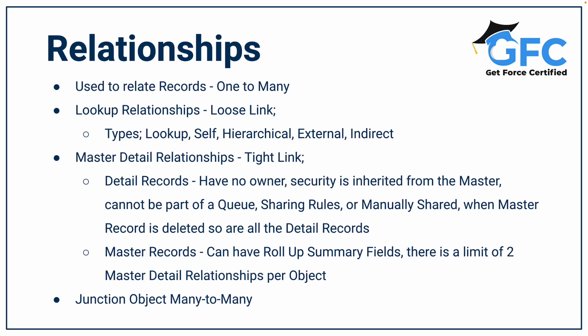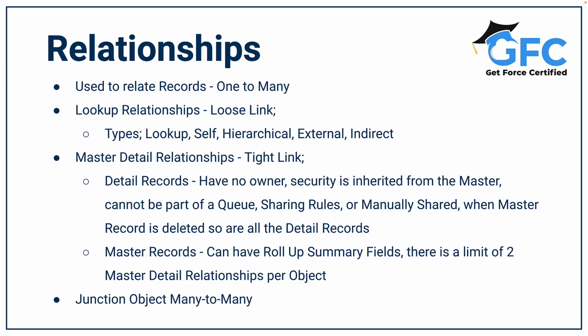When it comes to lookup relationships, you have a few types. There are lookup, self, hierarchical, external, and indirect. Now, master detail relationships do provide a much tighter link, and there are quite a few things you need to know about them. Firstly, the detail record in a master detail relationship has no owner, which means that security is inherited from the master record. An implication of this is that detail records cannot be part of queues, sharing rules, or manually shared.